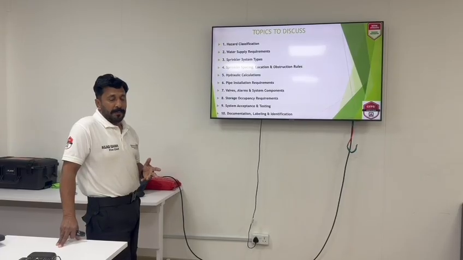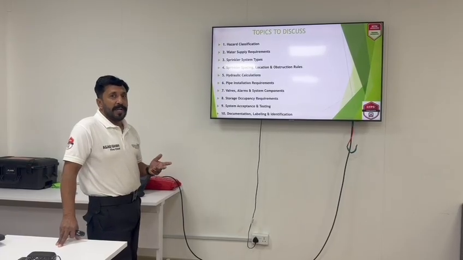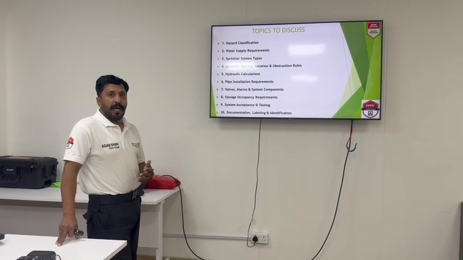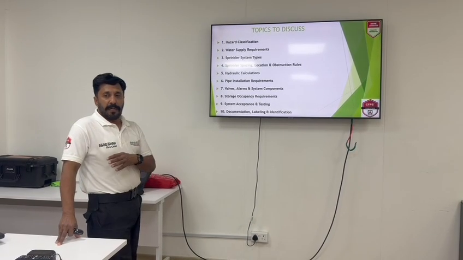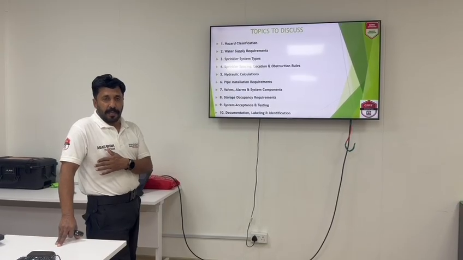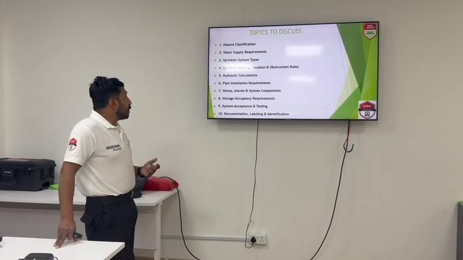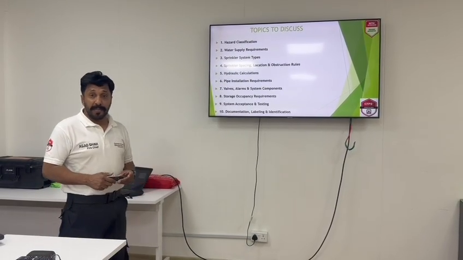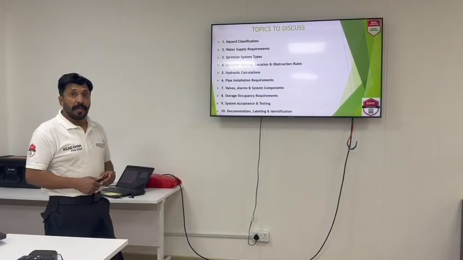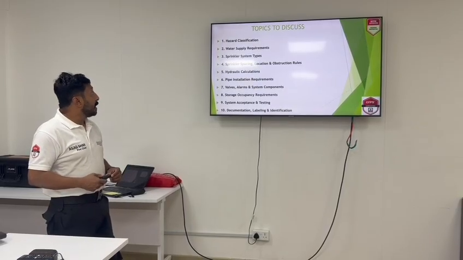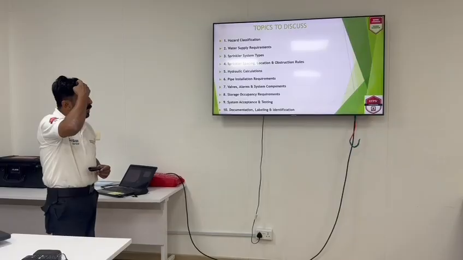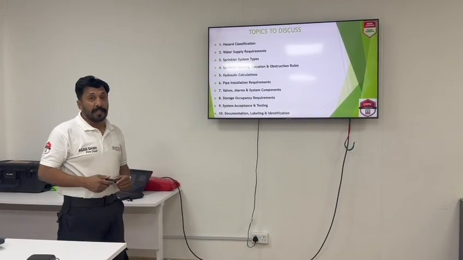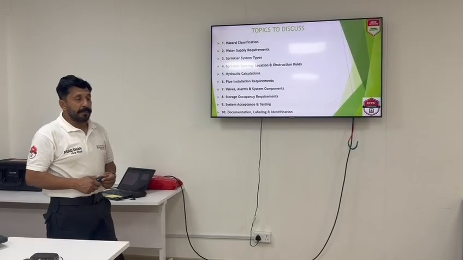What type of water supply line, and from where are we getting it: either it's a main line, a sub line, or it is provided by any pumps we have that are connected with the tank that provides the water supply. Sprinkler system types: either a wet type, dry type, pre-action type, or deluge type. The sprinkler spacing, location and obstruction rules, and the hydraulic calculations for this whole system.